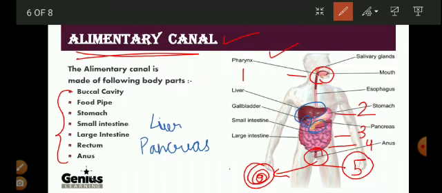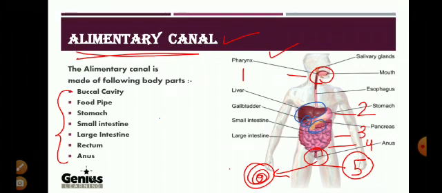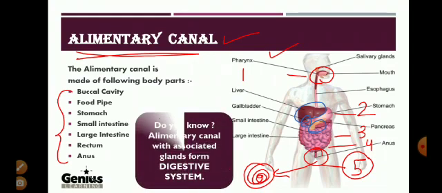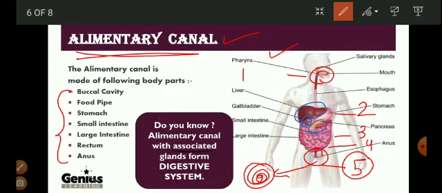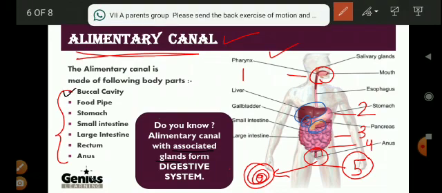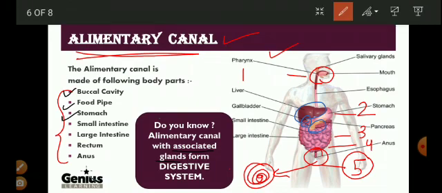Now these liver, pancreas, and gallbladder, what do they do? They do the role of associated glands, so they are called associated glands. The associated glands and the alimentary canal, which are buccal cavity, food pipe, stomach, small intestine, large intestine, rectum, and anus, form, what do they form? The digestive system. This is the whole digestive system. Now let's move forward.